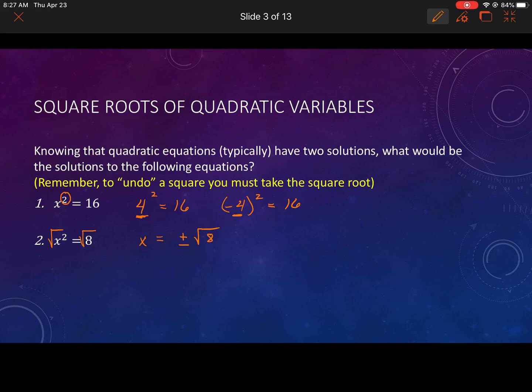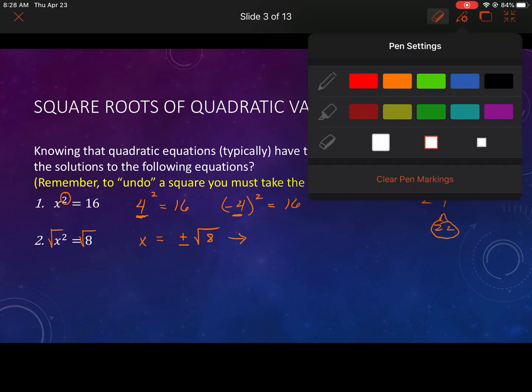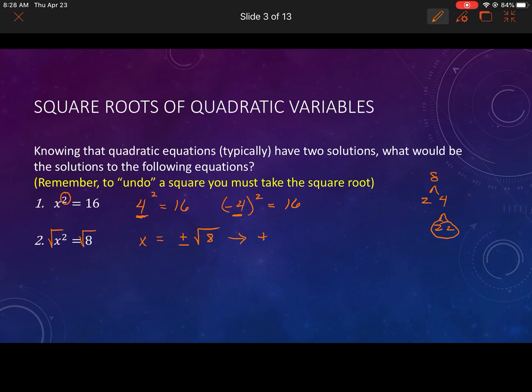And hopefully you remember, it hasn't been that long, we do need to simplify the square root of 8. So we break it down into its factor tree. 8 is 2 and 4, and 2 and 2. I have a pair of 2's, so that means I get to move a pair of 2's out. So it's plus or minus 2 times the square root of 2. And this would represent my two solutions that make this equation true.